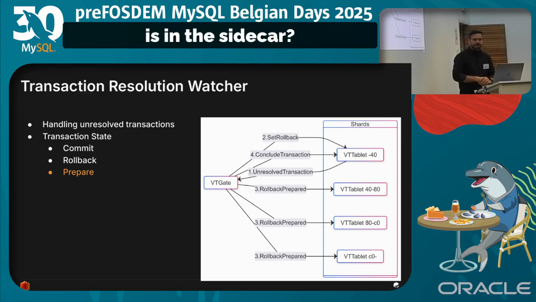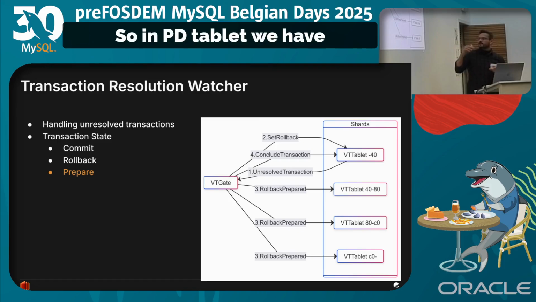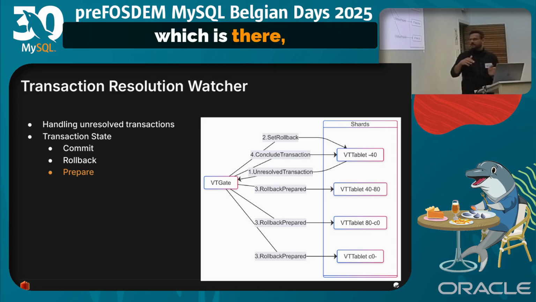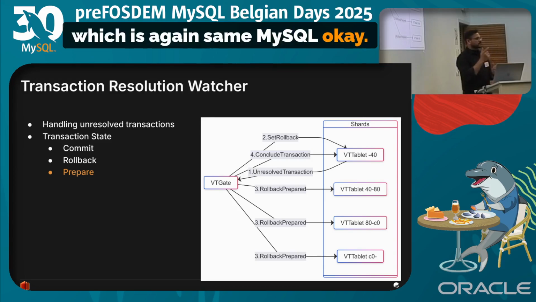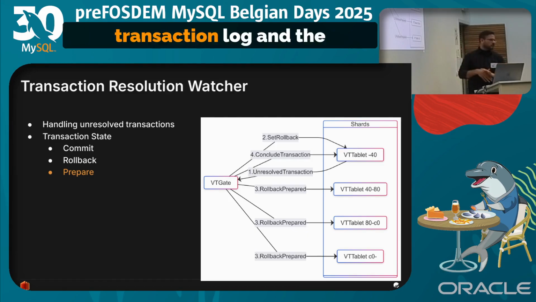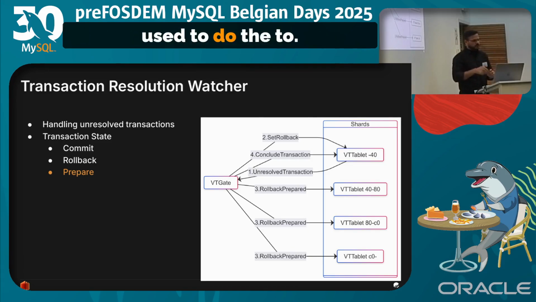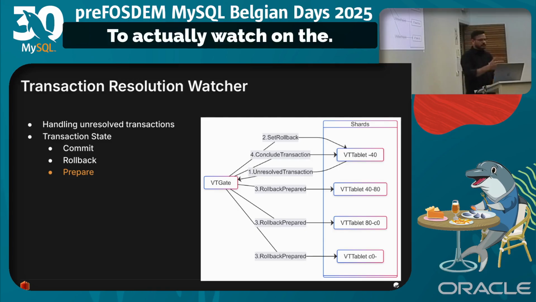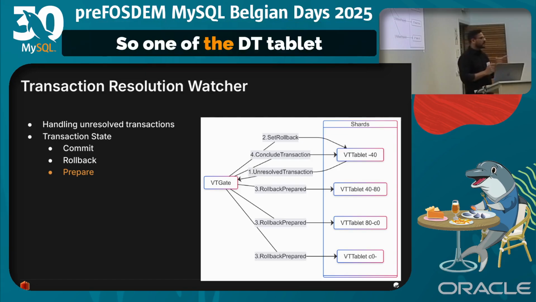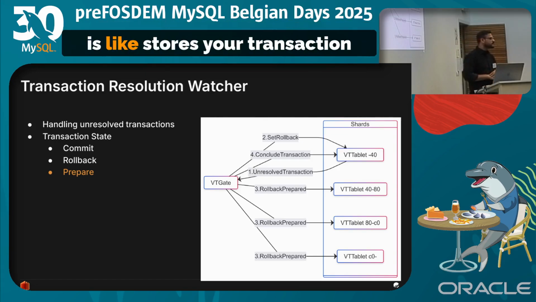So all this information is in the sidecar, the metadata. In VTTablet we have the main database, and then there's a sidecar database, which is again the same MySQL. It stores all the transaction log and the transaction metadata, and that's what is used to watch which prepared transactions are pending. So one of the tablets stores your transaction metadata.